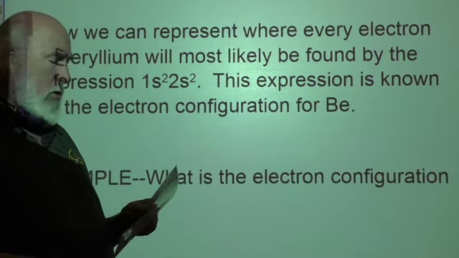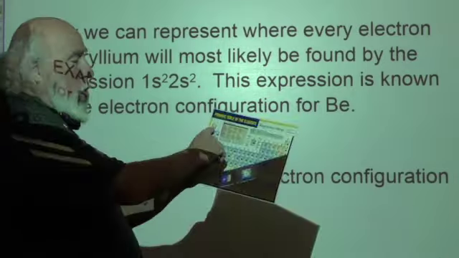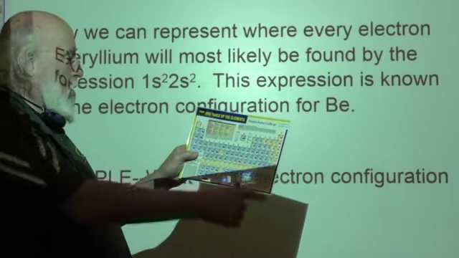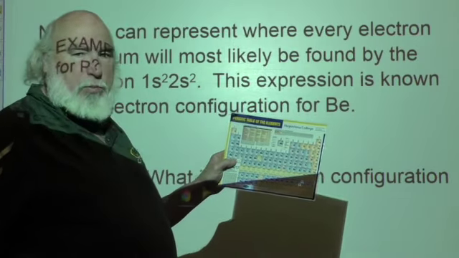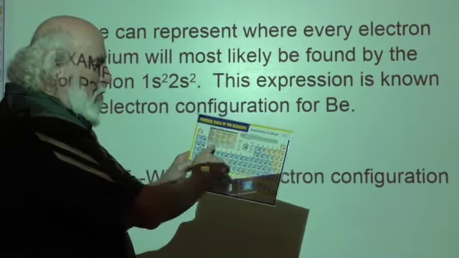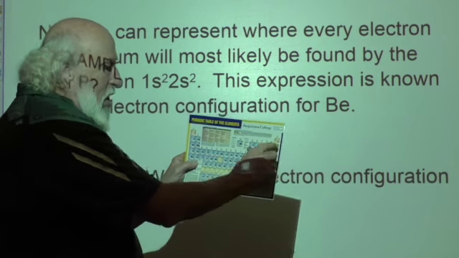Put it all together here. So we start over again. 1s2 for the 2 electrons represented by hydrogen and helium. 2s2 for the lithium beryllium. Now all we're doing is we're going along numerically. 1, 2, 3, 4. Next is 5 through 10 right here.